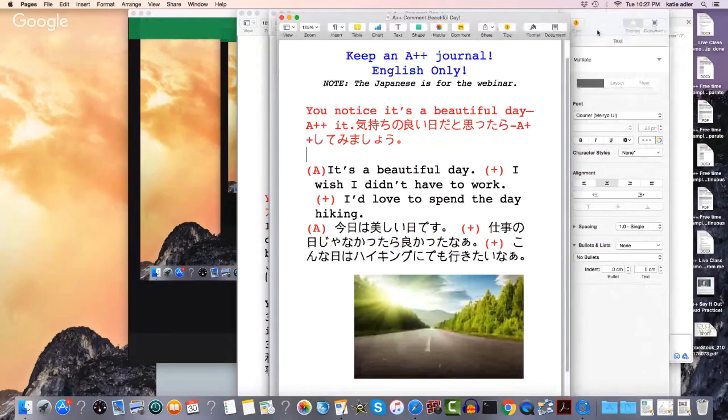You notice it's a beautiful day. Answer plus plus it. Oh, it's a beautiful day. I wish I didn't have to work. I'd love to spend the day hiking.